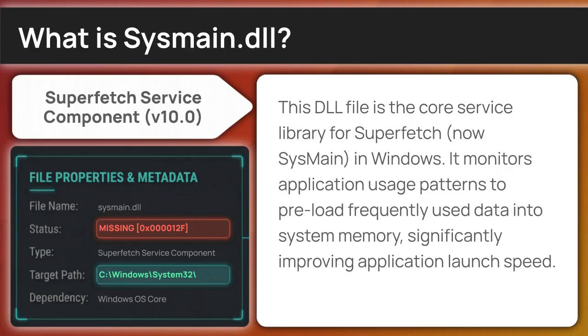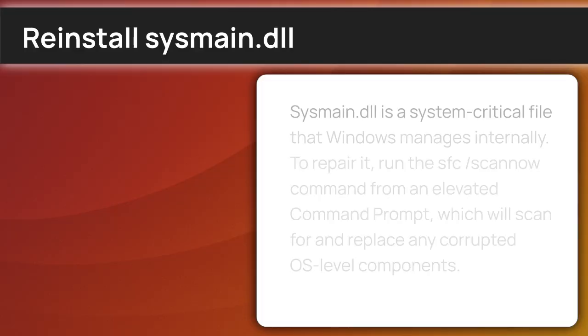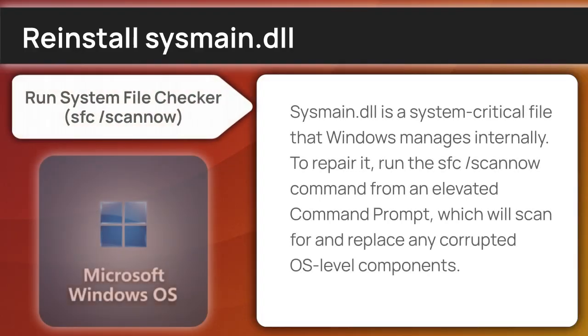Let's get to work. We'll start with the most common fix for this specific error. This error suggests a failure in the underlying Windows architecture. Open command prompt with administrator privileges and execute sfc /scannow to restore core system components, including the Sysmain.dll.